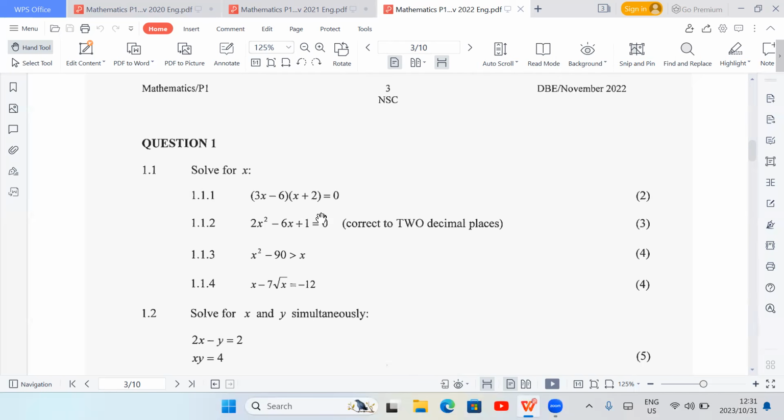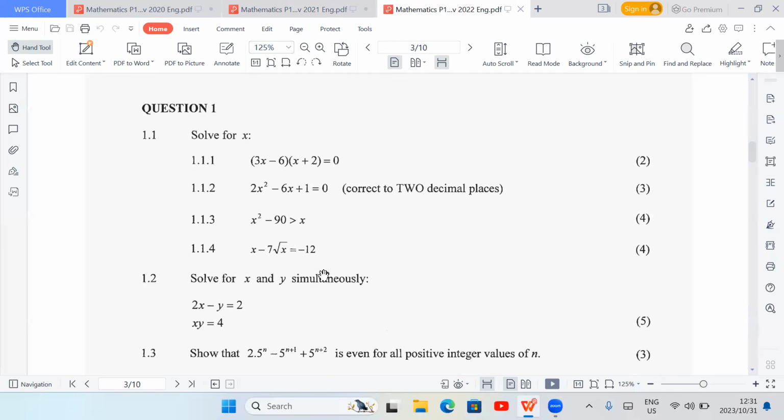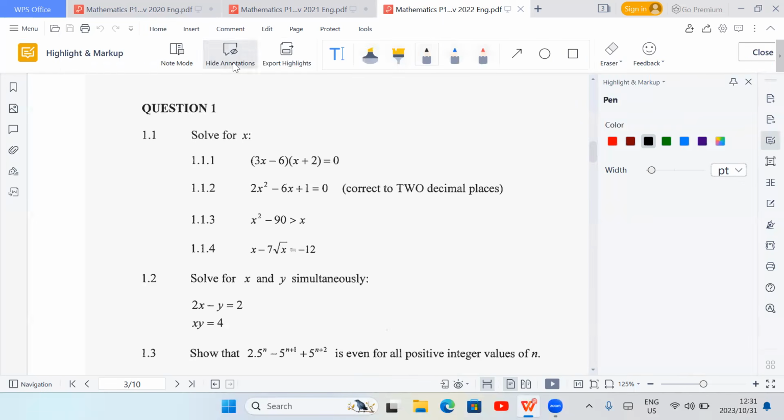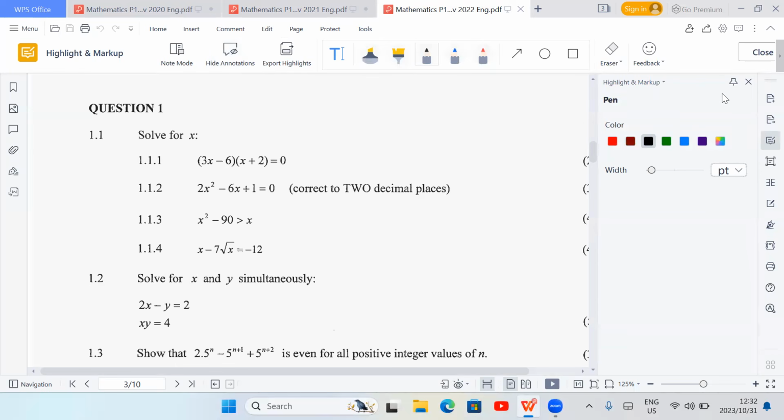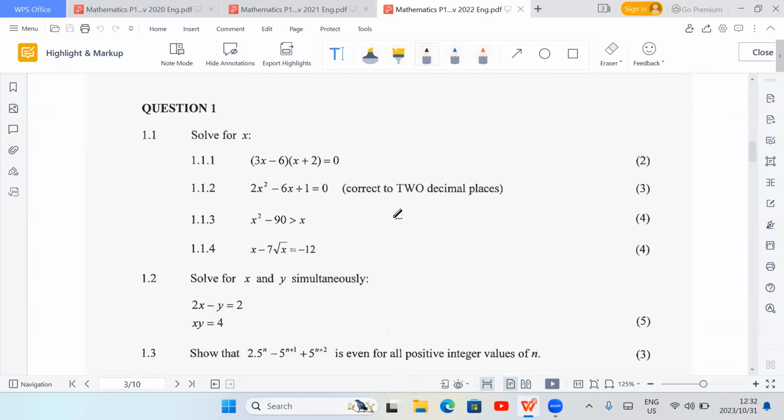For the first one here, this is solve for X. Already, this is in standard form. You just take each and every bracket, equate it to 0. Correct to 2 decimal places. You already know, quadratic. Then this one, we can see that it's on what? Inequality. But look at our inequality now. It's facing which side? It's facing that direction, right? So if it's facing this direction, it needs to be X less than or X greater than. So here being the minimum value of X and here being the maximum value of X, because now the inequality is facing the right. So just like that.